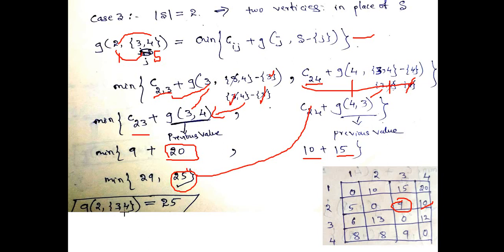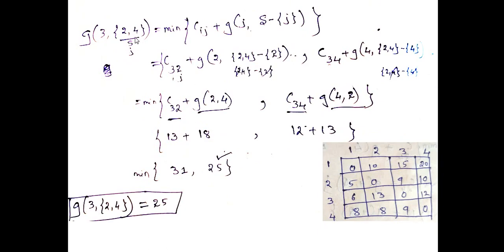10 plus 15 is 25. 9 plus 20 is 29. So which one is the minimum value? 25. 25 belongs to which vertex? This vertex. C of 2 4 means 2 to 4th vertex, 2 to 3 vertex. Okay. So the answer is G of 2 comma 3 of and 4. Answer is 25. Similarly you just calculate 3 to 2 4. Just calculate 3 to 2 and 3 to 4.